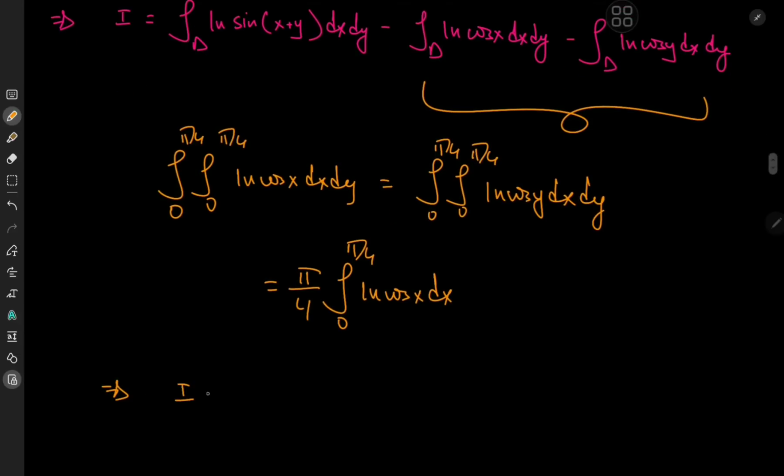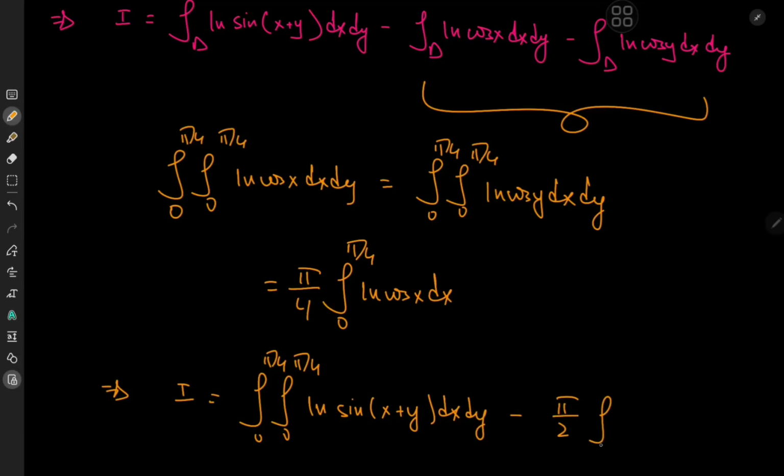and that's the result for both these integrals, meaning that the target integral I equals the double integral from 0 to pi by 4 of log sin(x + y) dx dy minus twice this integral, which means we have pi by 2 times the integral from 0 to pi by 4 of log cos x dx.